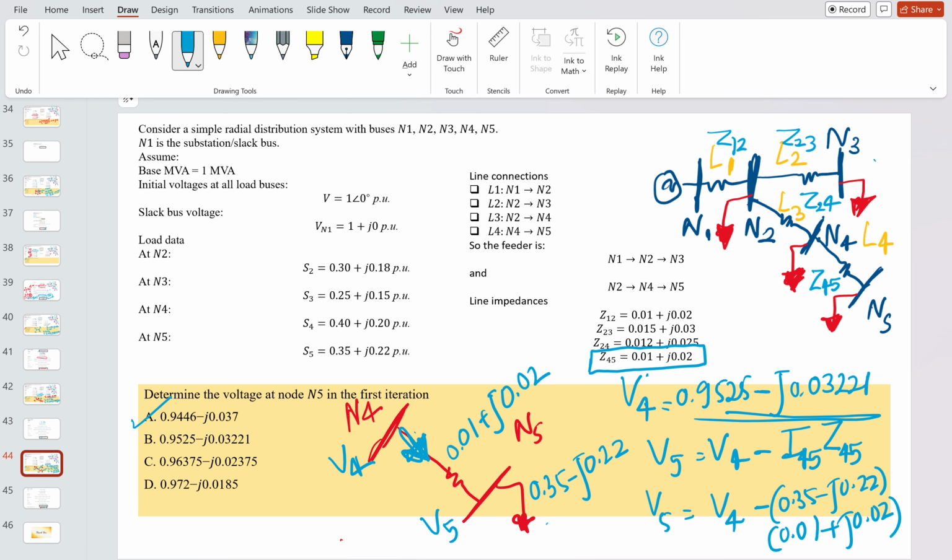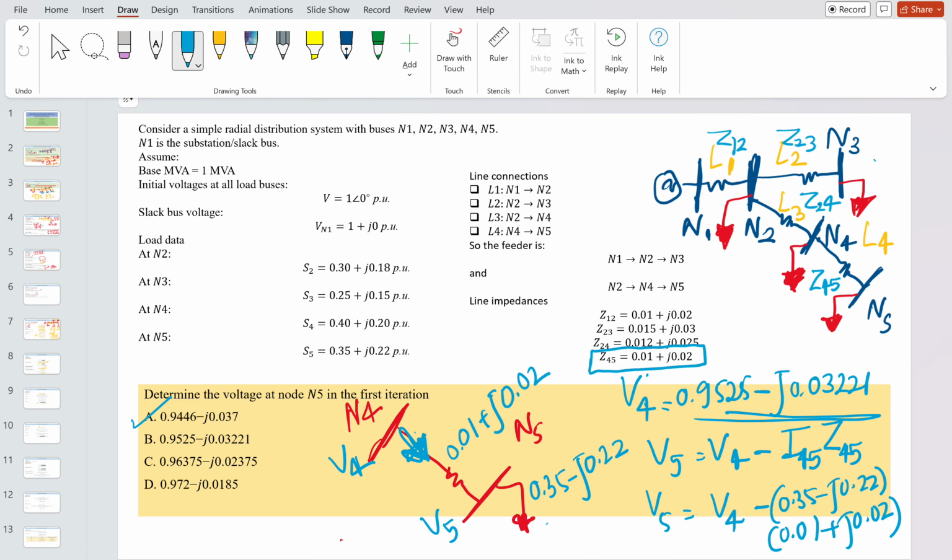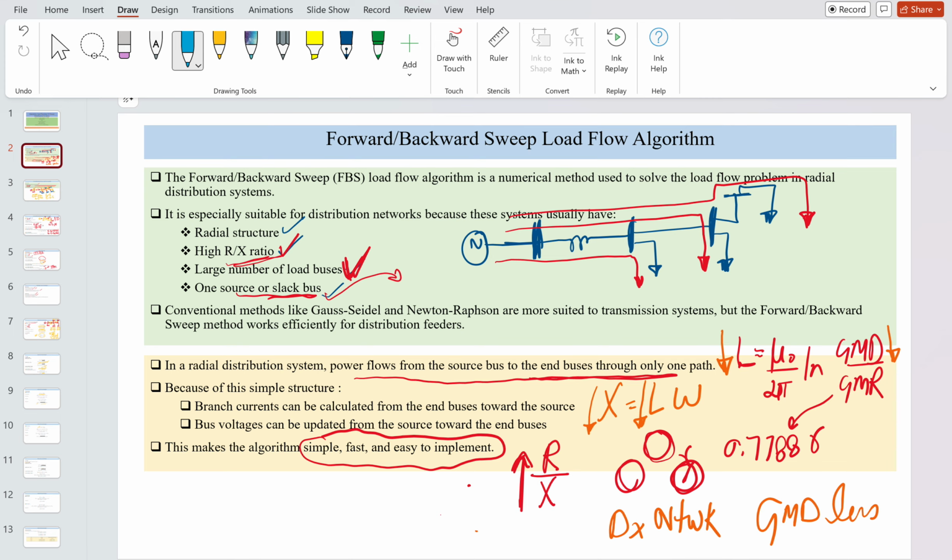Okay, so what we have seen so far is simply what the forward and backward sweep load flow algorithm is, and where it is applicable: high R by X ratio, radial structure, large number of load buses, because it is there in the distribution network, and there will be one source, the slack bus.